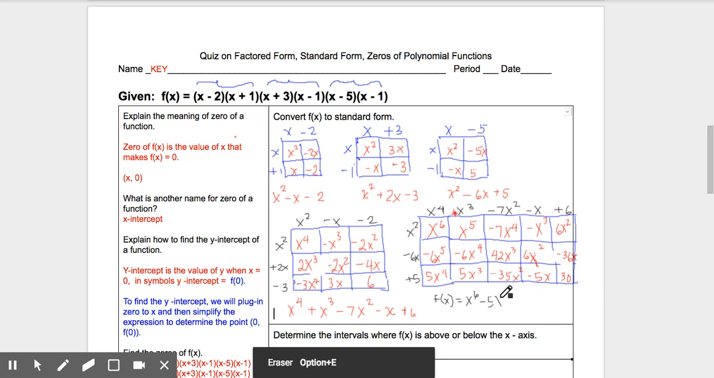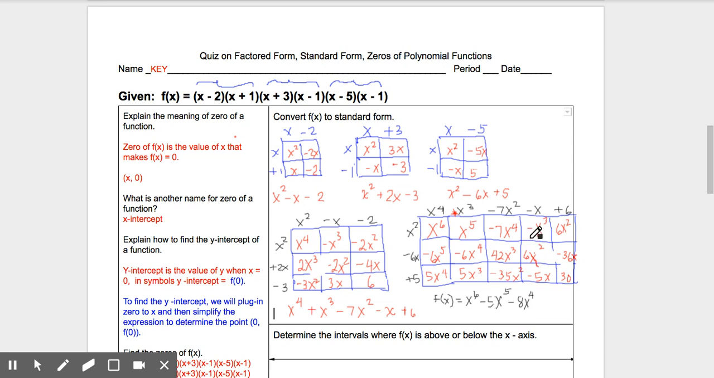Okay, 5x to the fifth, now followed by x to the fourth. And you have two negatives, so 7 plus 6 is 13. So we have negative 13x to the fourth plus 5. So we have to subtract the 5 from the negative 13. So that's going to be negative 8x to the fourth.